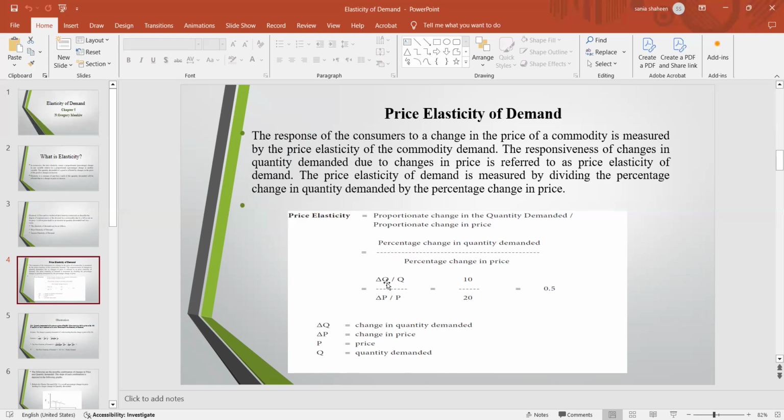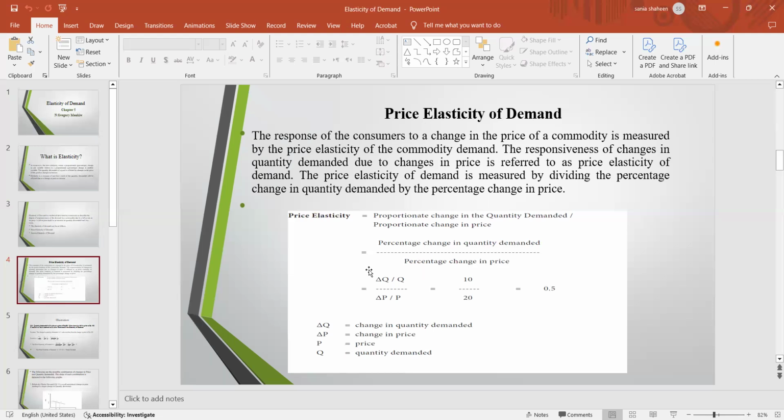Delta Q shows the change in the quantity demanded, and we calculate it by taking the difference between the current quantity demanded and the initial quantity demanded, divided by Q, which is the initial quantity demanded, that is, the quantity demanded before the change in the price level. This is divided by the change in P over P, where delta P shows the change in the price level, calculated as the difference between the current price level and the initial price level, divided by the initial price level.